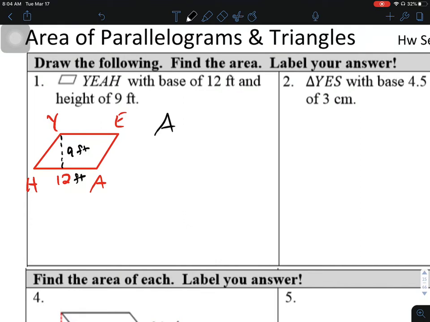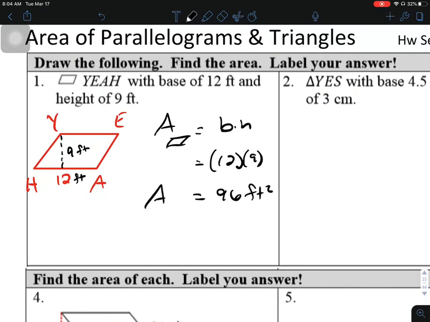To find the area of a parallelogram, it's base times height. Write the formula out every time you use it. Our base is 12, our height is 9, so that's 108. Supposed to label it. We're using feet, so we're measuring in squares that are 1 foot by 1 foot, 108 square feet.